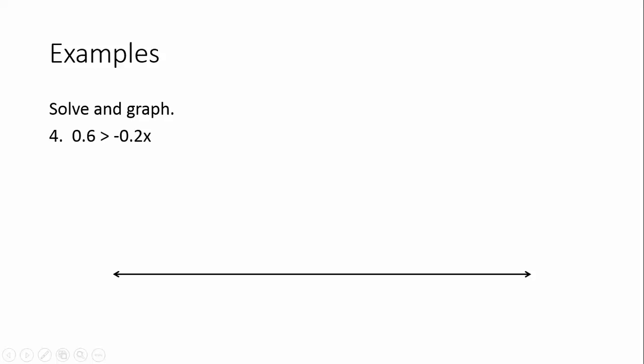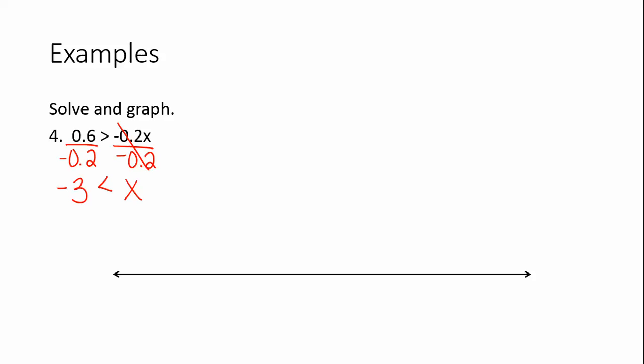Example 4, we have 0.6 is greater than negative 0.2x. So this is multiplication. We want to divide by a negative 0.2. We're dividing by a negative because that's what's out in front. So you have a negative 0.2 in front of the x. We need to divide by a negative 0.2. And dividing by a negative, the very first thing that's going to do is flip the symbol. On the right-hand side, those two will cancel and we're left with x. And on the left-hand side, and you can use your calculator, 0.6 divided by negative 0.2 is negative 3.